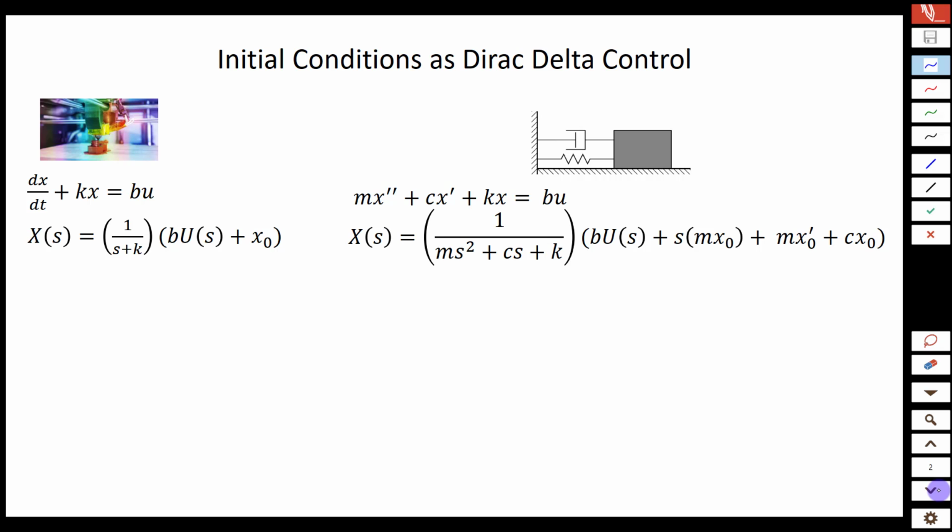And what we saw earlier was that when we looked at a first order system like a heating cooling system with a control, we ended up with our transfer function times something to do with the control plus the initial conditions. And exactly the same thing happened when we looked at a second order system. We ended up with the control plus some additional terms due to the initial conditions.